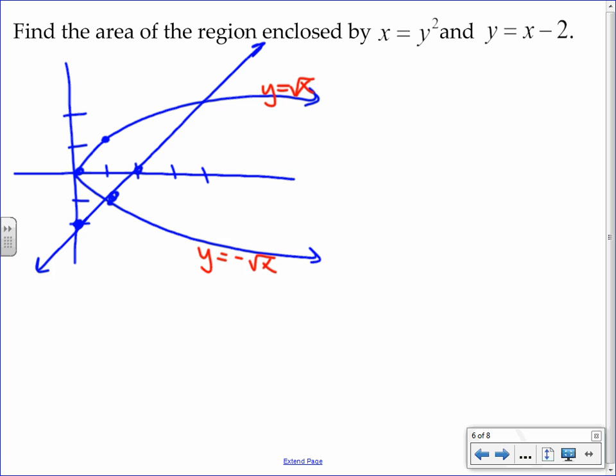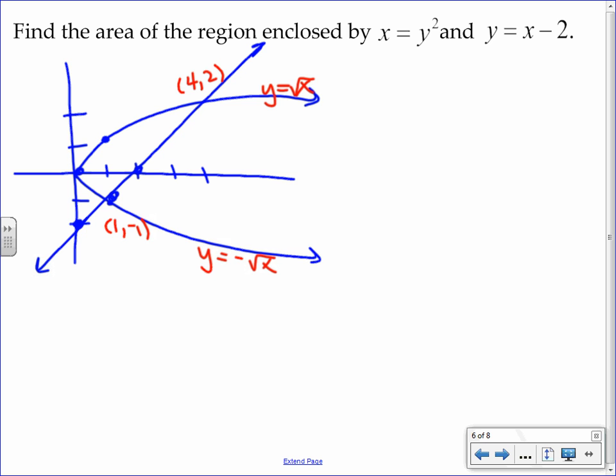Okay, well, let's talk about where these intersect. Okay, we intersect at 1, -1. What about up there? Are you sure it's 4, 2? Okay. Let's check. If x is 4 and I plug in 2 for y, does that work? If not, you have to solve algebraically. Right?